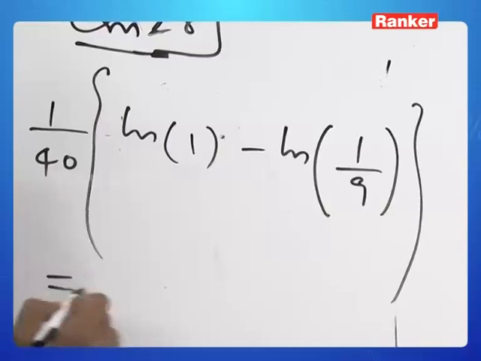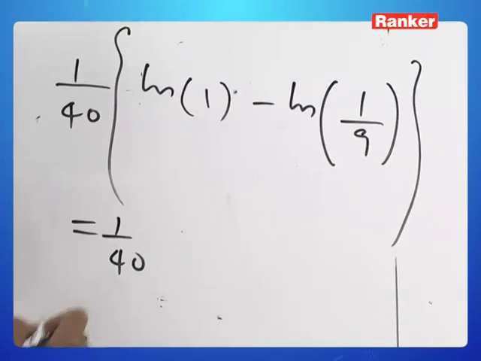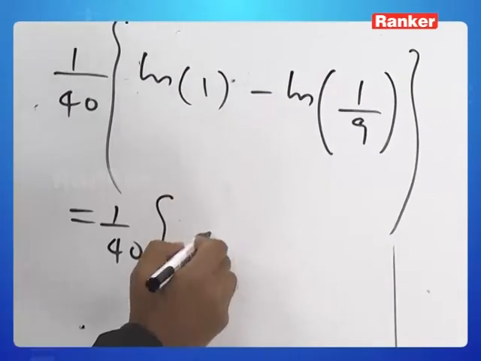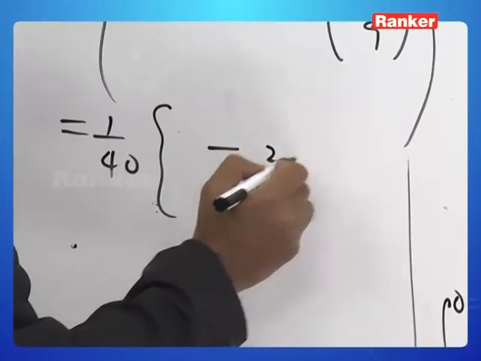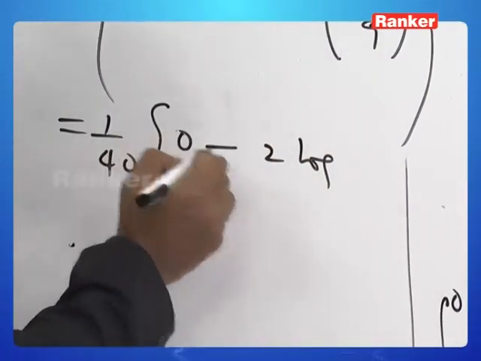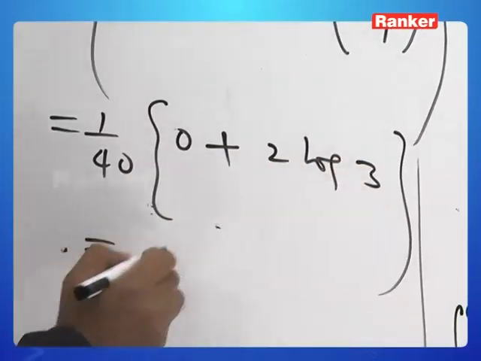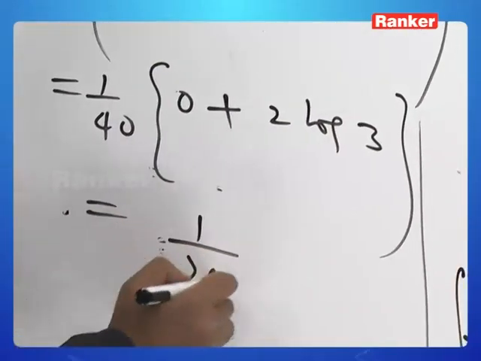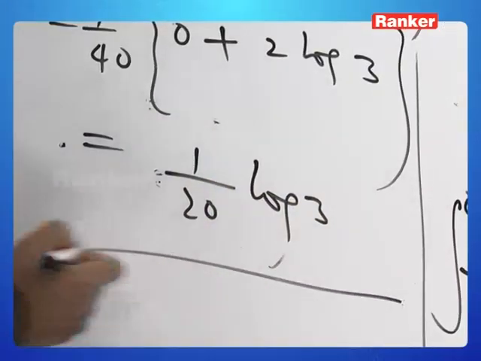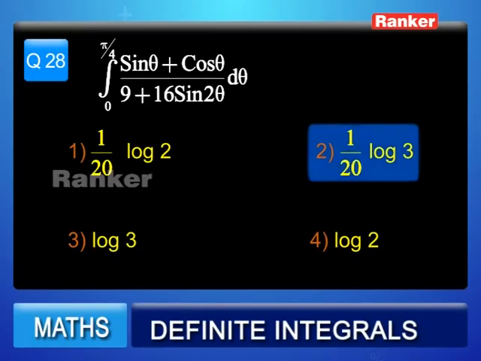So, what do we have here? 1 by 40 into log 1 is 0, and we have minus 2 log 3, minus of minus, and that makes it plus 2 log 3. So, that makes it 1 by 20 into log 3. So, the right option is option 2.